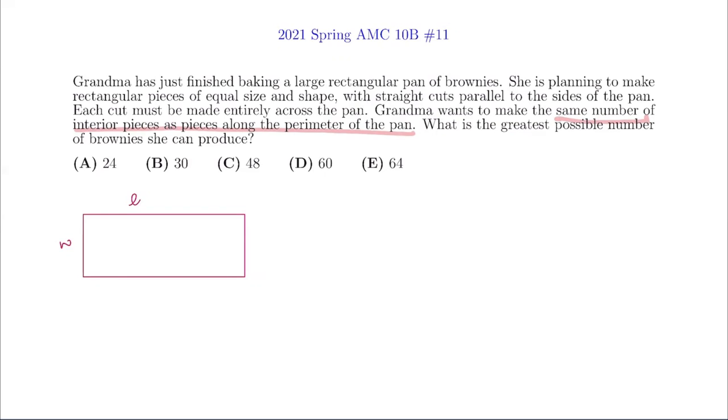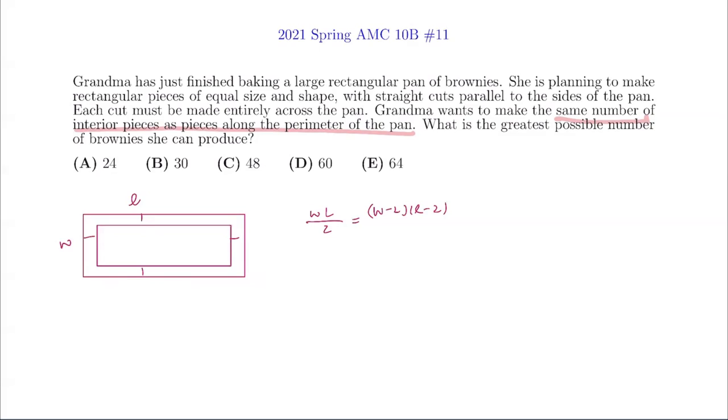So therefore we have the entire pan has length times width. So that's the entire number of pieces inside. And we divide that by 2 is the number on the interior. We also know another way of saying this is we take one piece out from the left and the right, as well as the top and the bottom. So that's equal to width minus 2 times length minus 2. So these two are set to be equal to each other given this condition that Grandma wants.